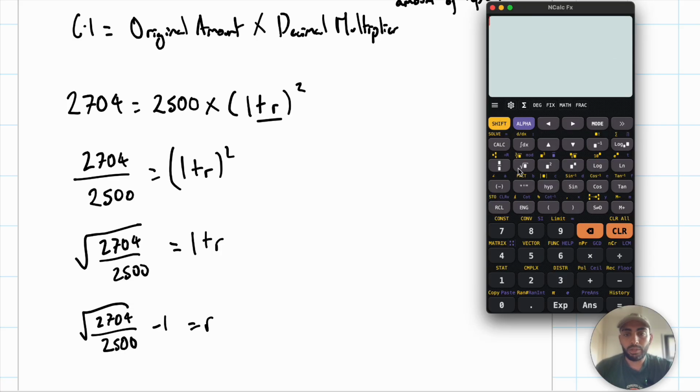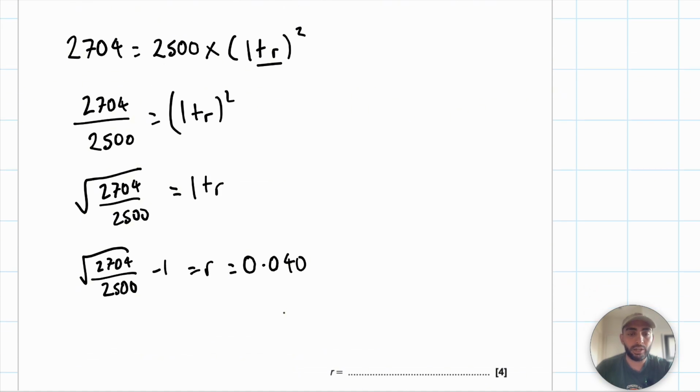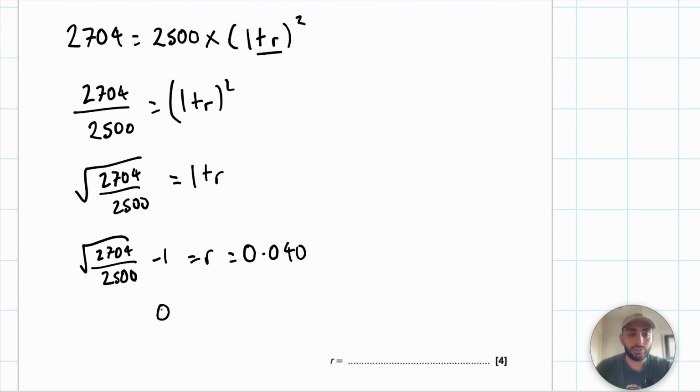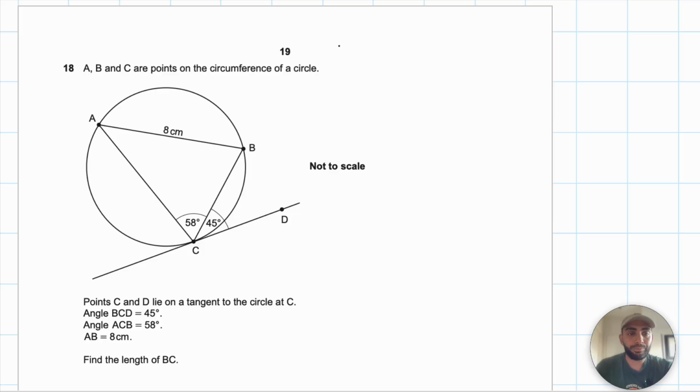So we type this in, got square root of 2,704 over 2,500, and we're taking away 1, which leaves me with 0.040. We need to remember this is in a decimal form right now. We need to change it into a percentage. So 0.040, to convert decimals to percentages, just times by 100. So that would move 2 places next to the 4, so it'd be 4%. So the compound interest that she's earning every year would be 4%.